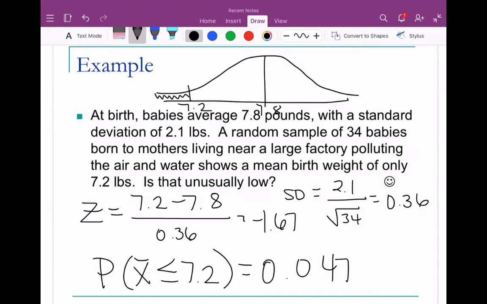It might be a little on the low side, but it might not be totally unusual. It just depends on what you consider to be unusually low. And this seems to be fairly normal.